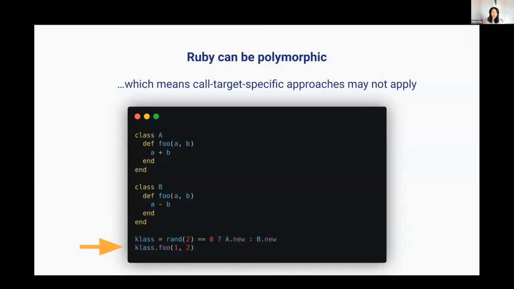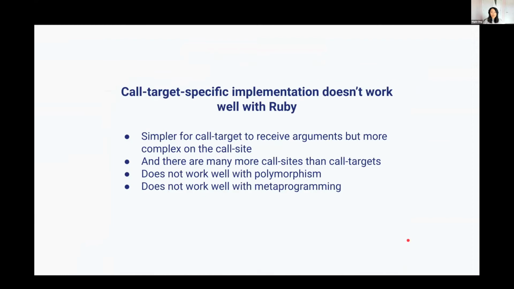So Ruby can be polymorphic, so the call target is not always static at the call site. In this example, you can see that class Foo could be doing multiple things depending on which class, A or B, was created. So by making calls call target specific, we're adding more work at the call site. While the call target specific implementation would make it easier for the call target to receive arguments, because they will have already arrived prearranged.